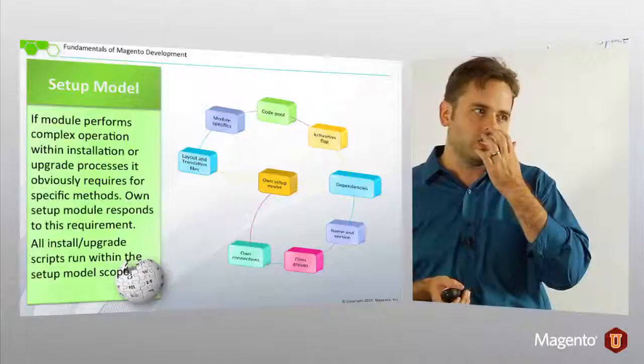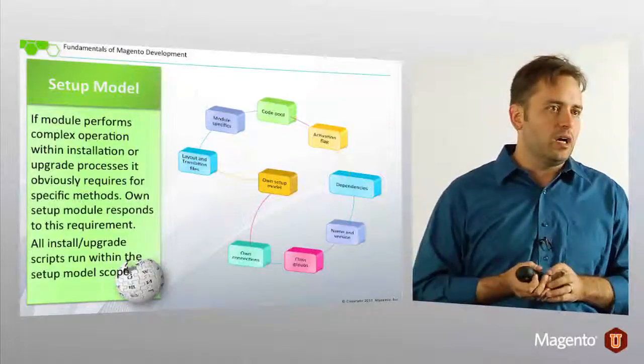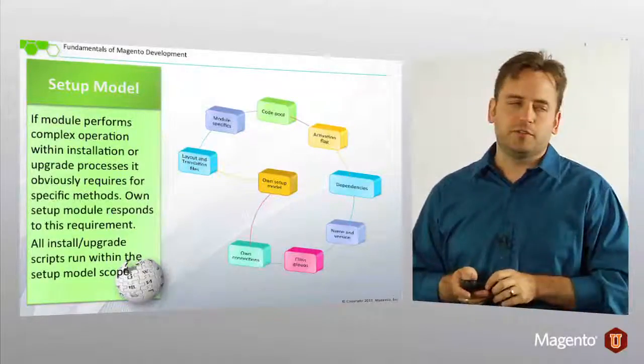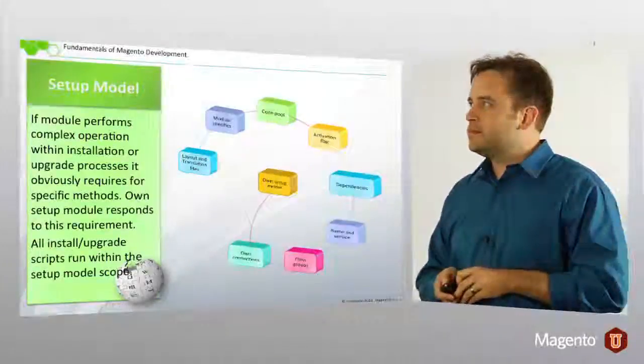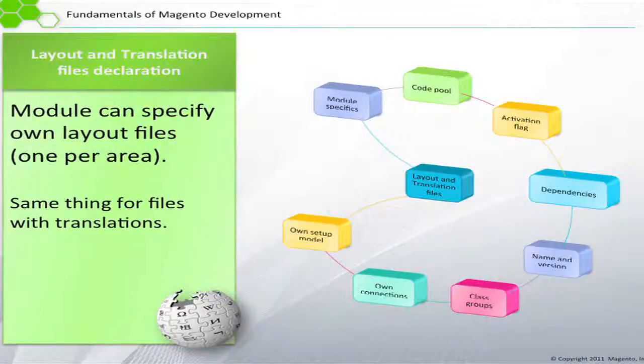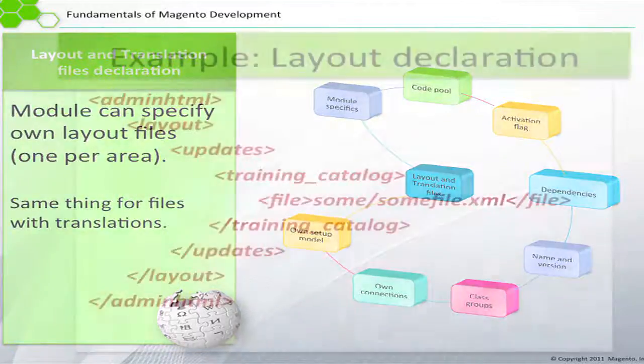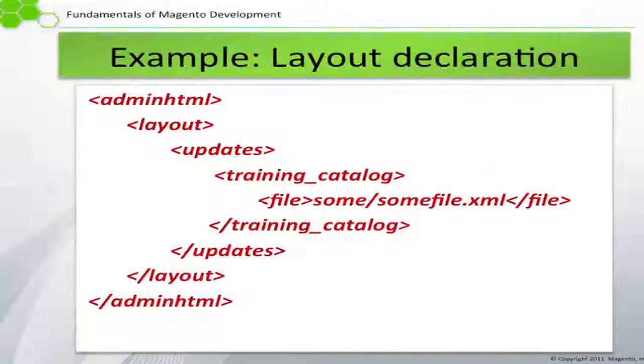We'll at least look at it in the context of the catalog module, but we may not do that in our own module. You can also specify layout and translation files, one per area, so front end and admin. And we will be looking at specifying a layout file for our module shortly. Okay.